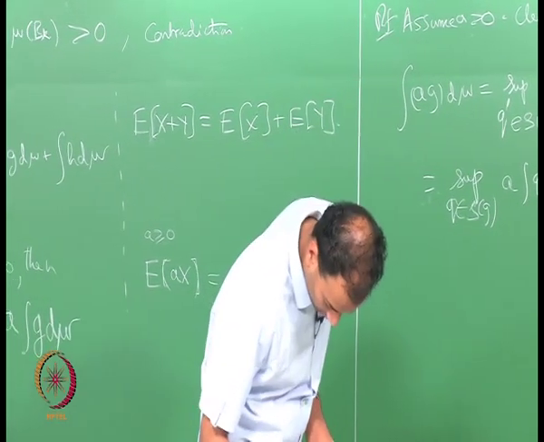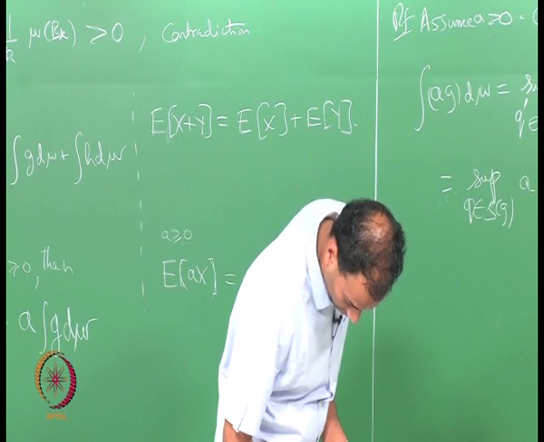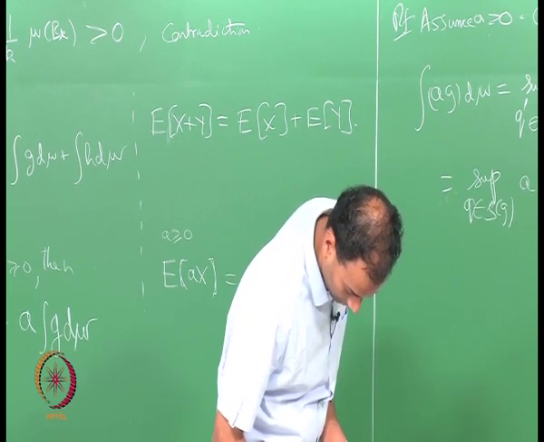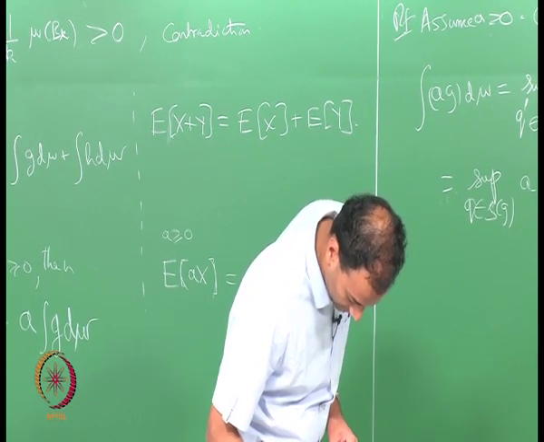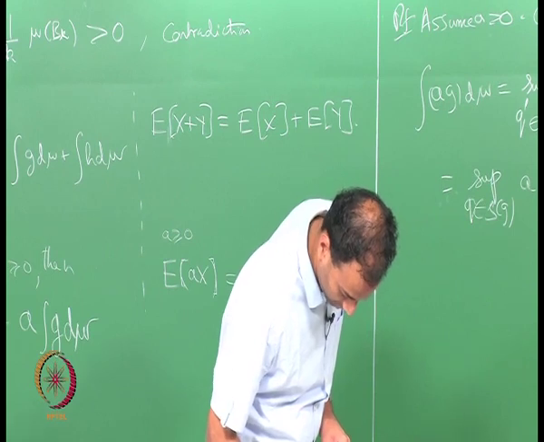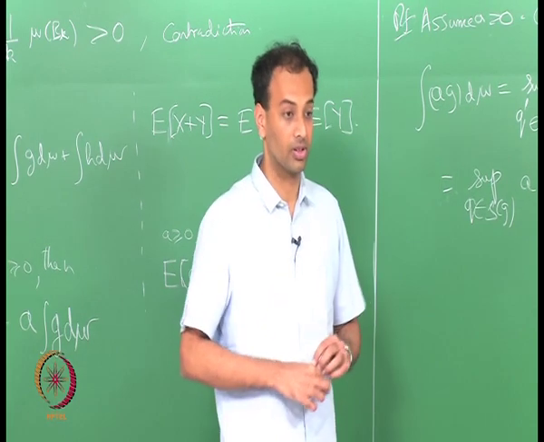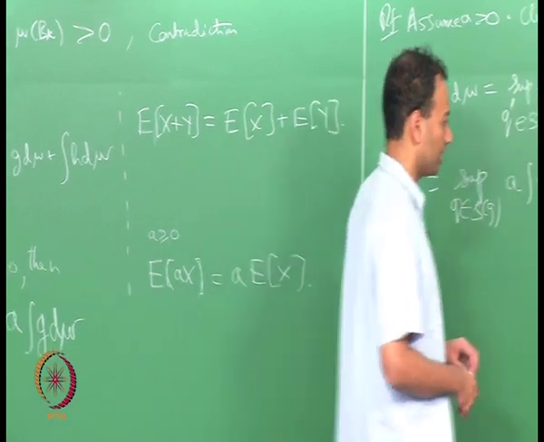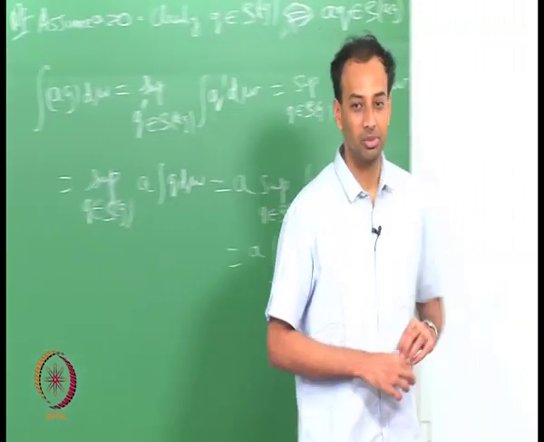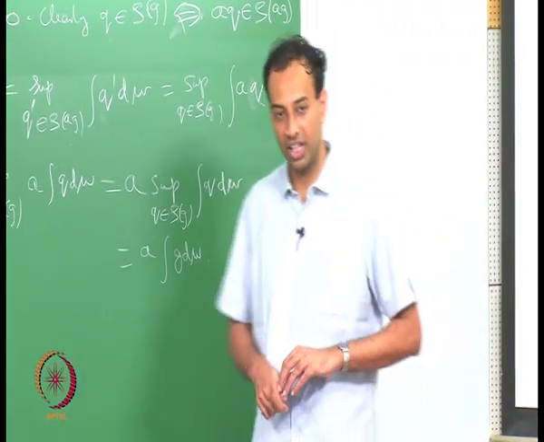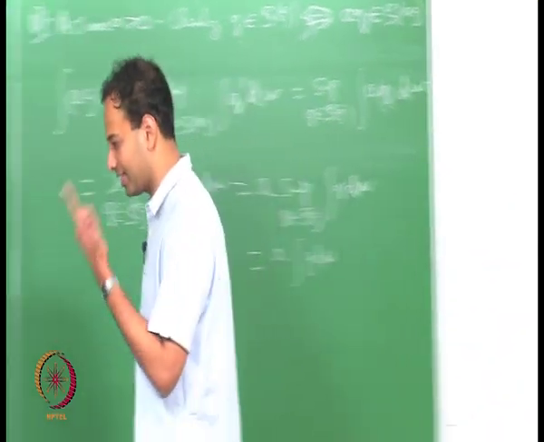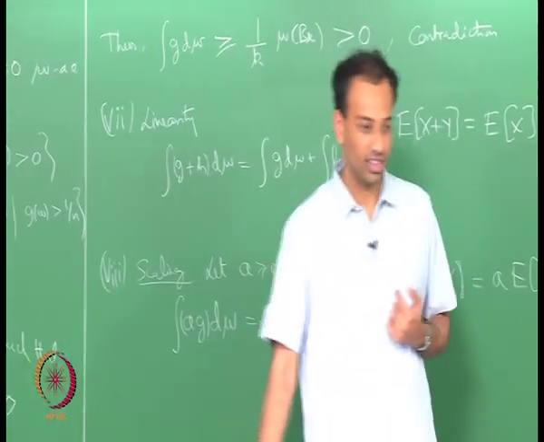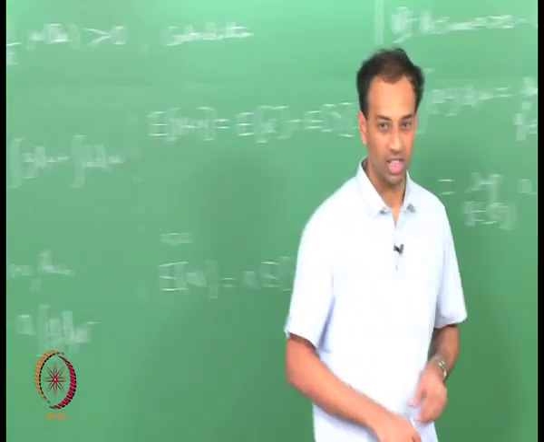So, I think I am done with properties. Yeah, so I am done with the basic, the elementary properties of integration. The properties that remain are the more fundamental theorems of integration. There is actually just one fundamental theorem, and that is the monotone convergence theorem.